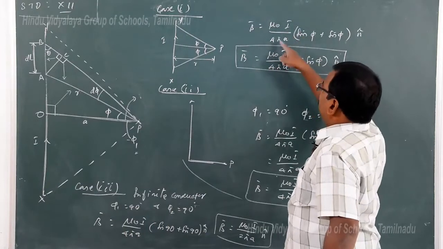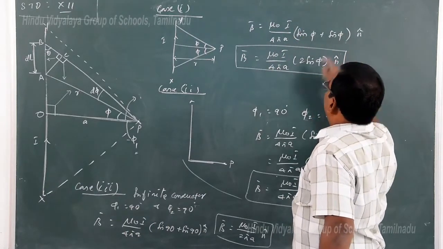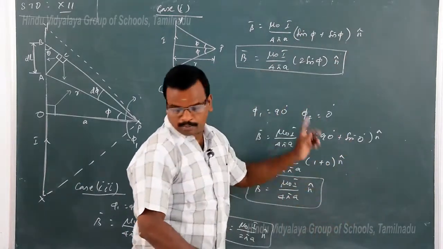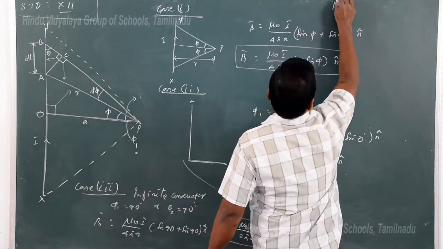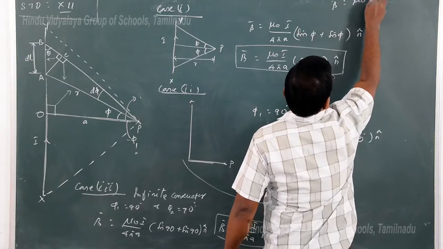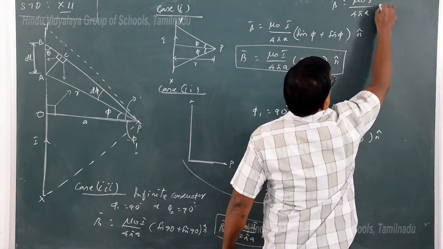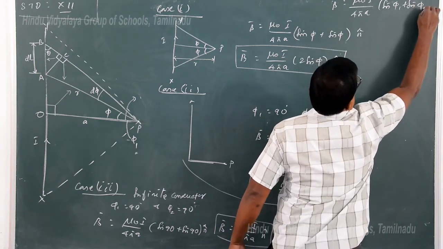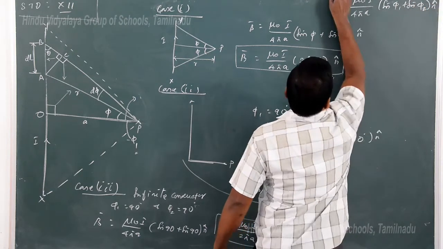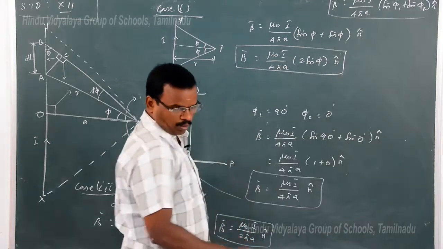Mu naught I by 4 pi a, sin phi plus sin phi into n cap, or sin phi 1 plus sin phi 2, whatever it may be. That is the general equation. B vector is equal to mu naught I divided by 4 pi a, sin phi 1 plus sin phi 2, into n cap. Actually, this is the formula. By using this formula only we have to derive.